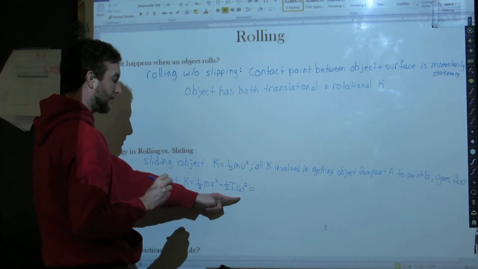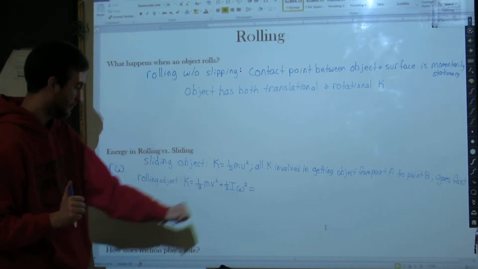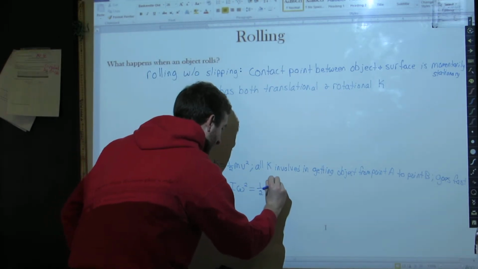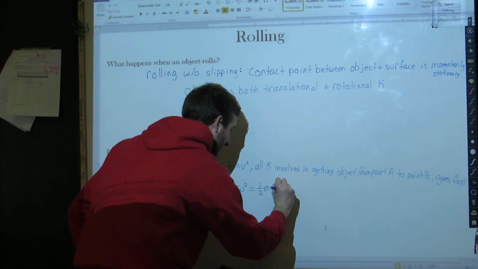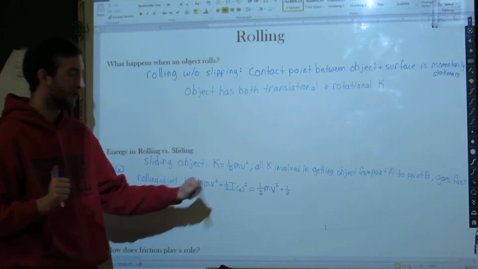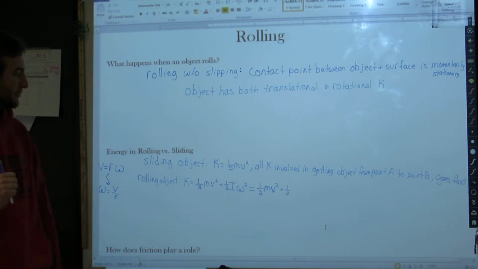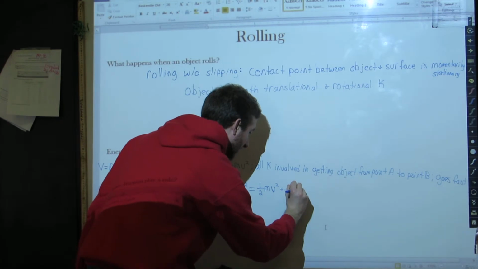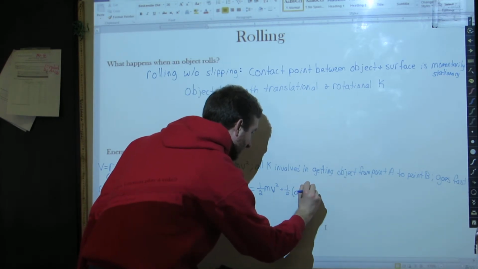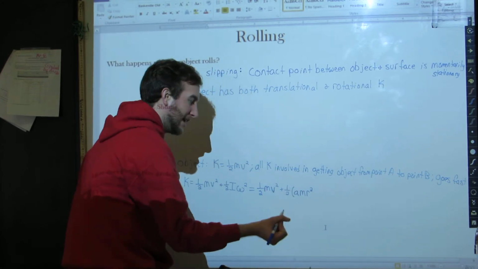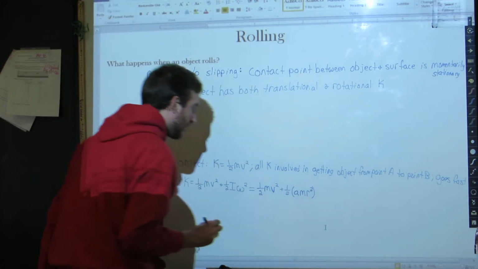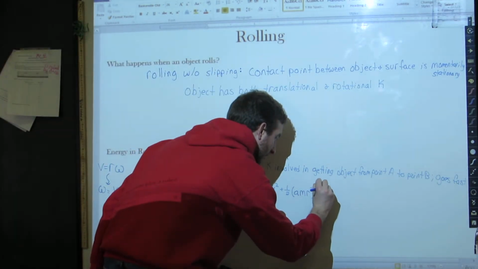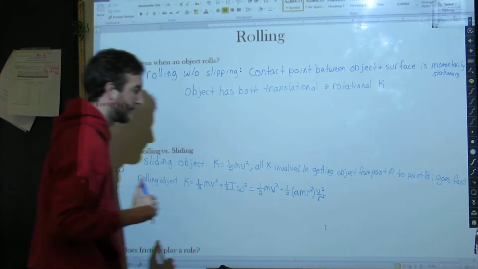Now what I'm going to do with that is plug this in here, so that now instead we have 1/2 mv squared plus 1/2. Remember that for the moment of inertia, for some object, it's always going to have the form some coefficient times the mass times some distance, usually a radius or a length, squared. And now I'm going to plug in for omega, v squared over r squared.